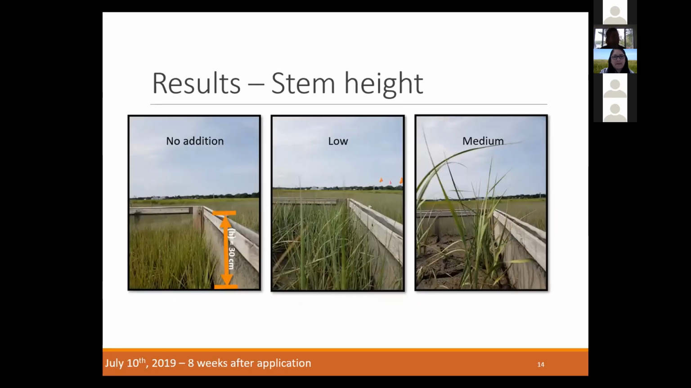In contrast, for stem height, we saw with an increase in sediment, it increased stem height. I didn't show it at the high treatment at all because no stems grew in those treatments, but for reference, the plot enclosure itself is 30 centimeters tall. So you can see how after just one growing season, plants were increasing in height, but decreasing in cover.